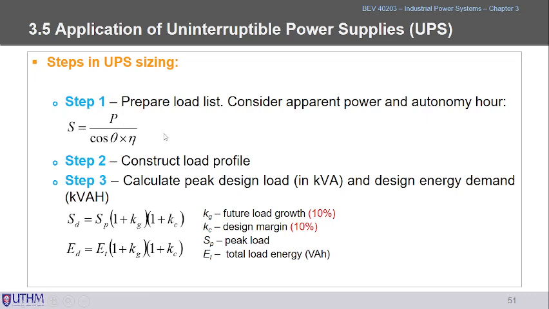Step one is to prepare the load list. Okay, we need to have the load list: which type of loads and what is the number of loads that we need to back up by the UPS. It is considered the apparent power. Apparent power S is equal to P divided by the power factor times the efficiency here. And we need to know the autonomy hour for backing up our load as well. The autonomy hour is very important in this case.